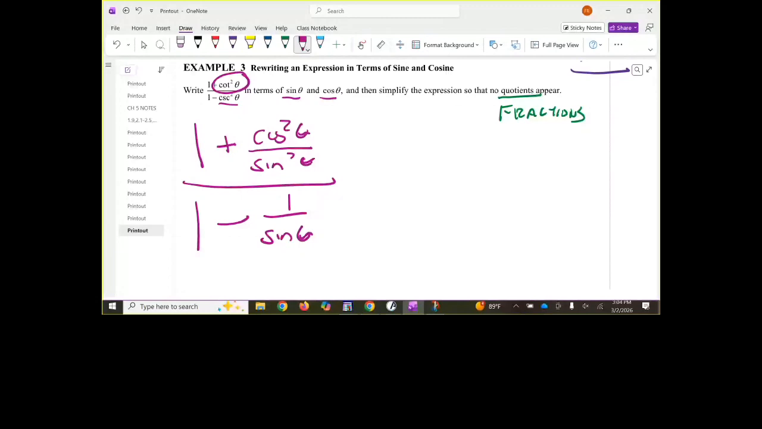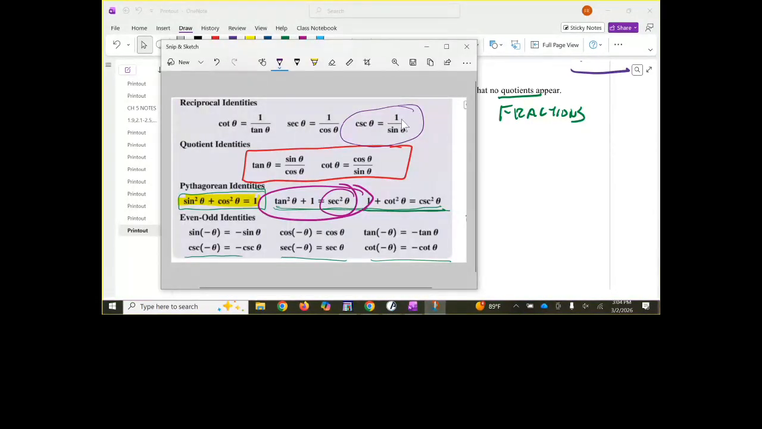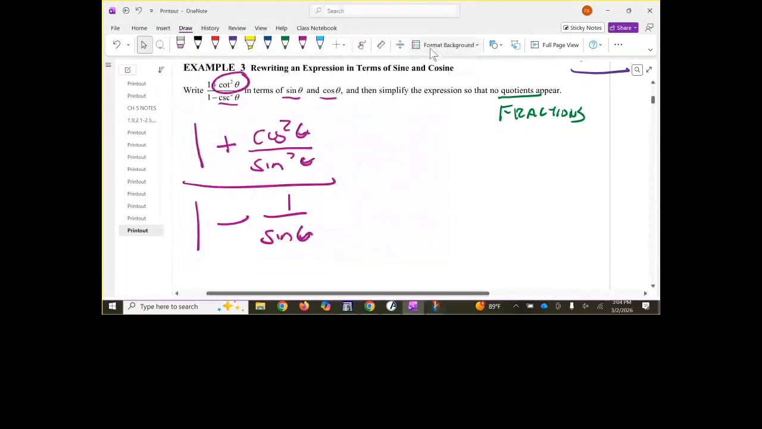Okay. Now, what we used here, when I come back here, the first one I used a quotient identity, right? And the second one I used a reciprocal identity. Okay, that's how I was able to get from one step to the next.